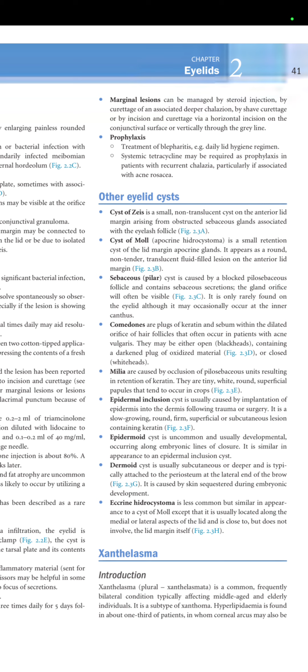Apocrine hydrocystoma is less common but similar in appearance to the cyst of Moll, except that it is usually located along the medial or the lateral aspect of the lid and is close to but does not involve the lid margin itself.